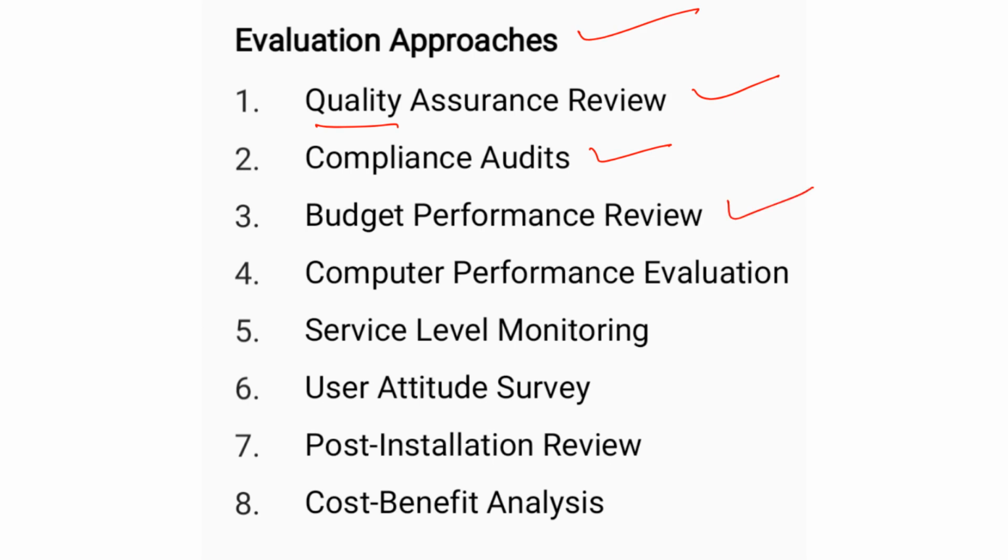Then the third one is budget performance reviews. Evaluation of MIS budget performance concentrates on compliance with a predetermined budget expenditure level for the development of the system. Evaluation of user budget performance has its focus on system resource consumption by the user. So budget performance is according to your invested cost, your incurred cost for developing it. To check whether it is performing according to that, you will do this one.